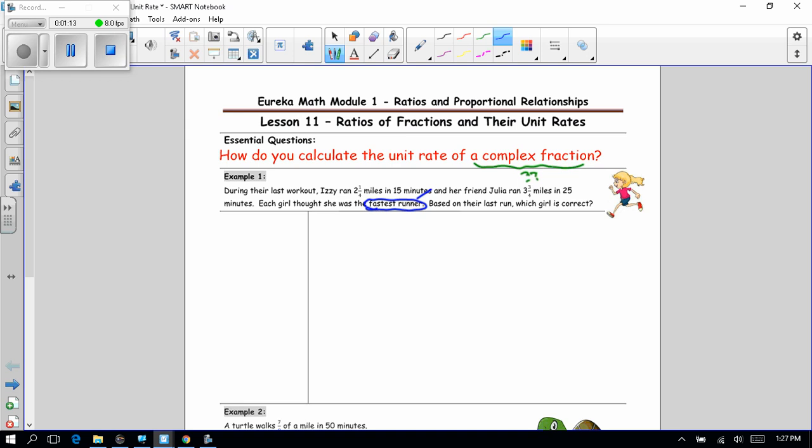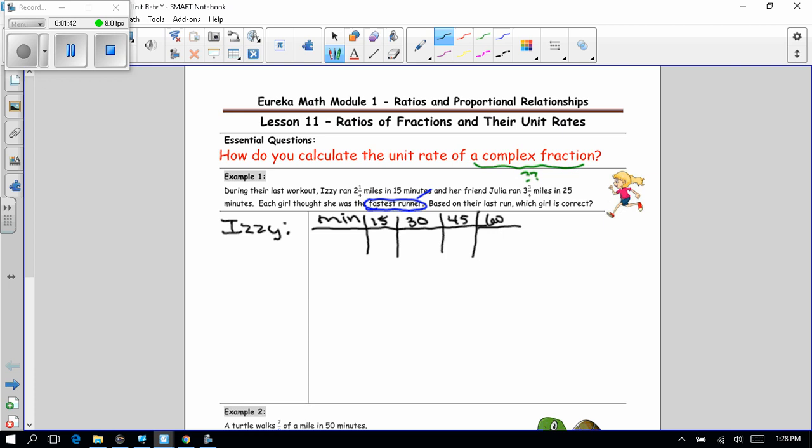Well, let's keep track of Izzy's information, shall we? Let's write down Izzy. In 15 minutes, let's keep track of minutes. She ran 15 minutes, and then we can do 30. We could just figure out a table, right? 45, 60.